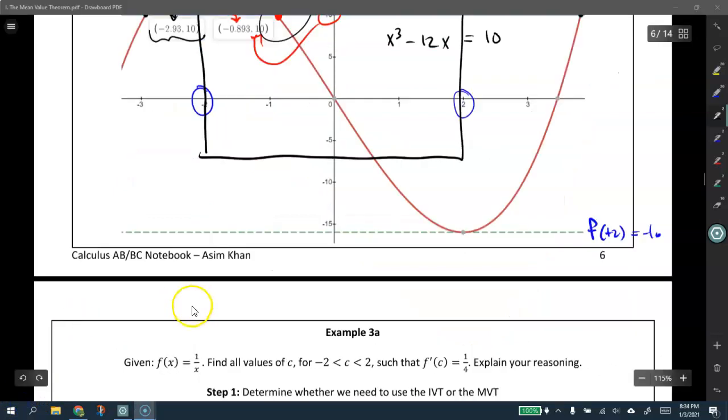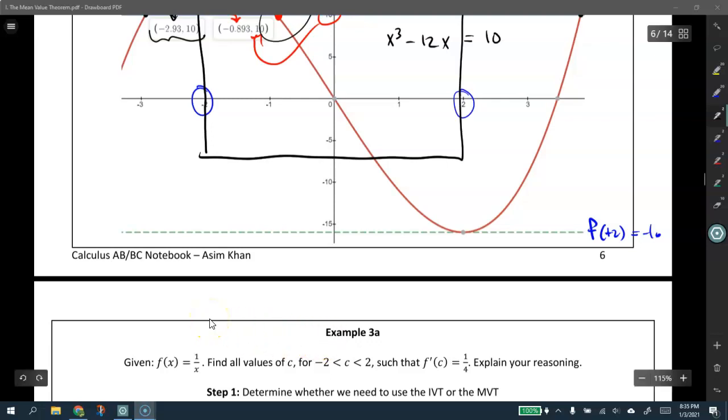In example 3a, we continue this process of checking if we're supposed to use the mean value theorem or the intermediate value theorem, and then we figure out what that value of c would be that will work in case the mean value theorem applies, or set up simply a statement if the IVT applies.